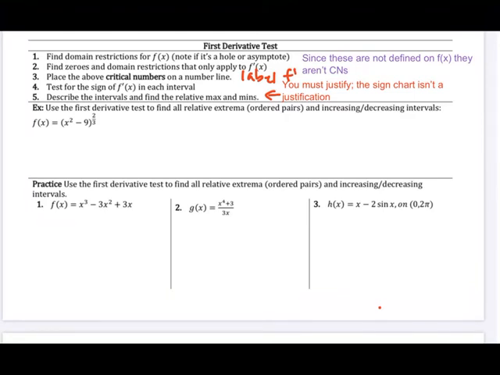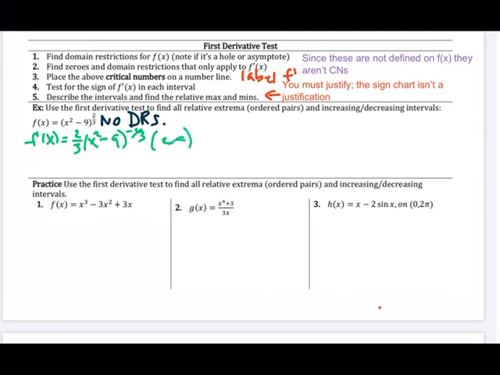So we are given a function, x squared minus 9, to the power of 2/3. The first thing I'm asking myself is, are there any domain restrictions in the original function? And there are not. You don't have to note this, but I'm going to note it for myself: there are no domain restrictions. The next thing I'm going to do is find the derivative. So f prime of x, using the chain rule here, is 2/3 times (x squared minus 9) to the negative 1/3 power times the derivative of the inside, which is 2x.